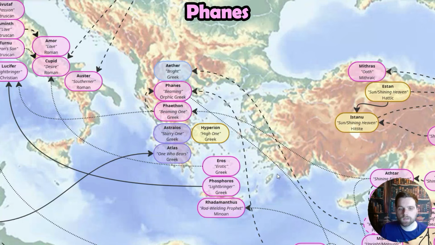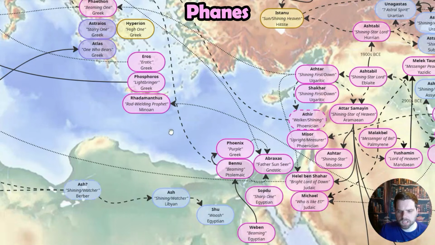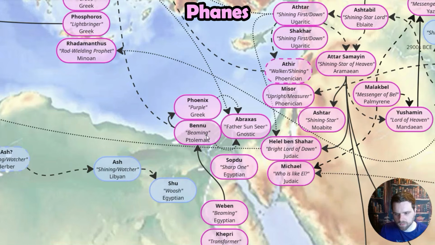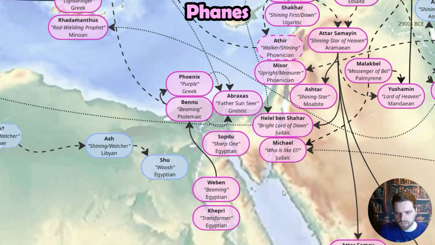So part of the reason that I think Phanes is mostly a later period Greek character, despite probably having some old remnants, is because his name means the same thing as the Ptolemaic Egyptian god Bennu. And Bennu is the Bennu bird. It's considered the Egyptian phoenix.